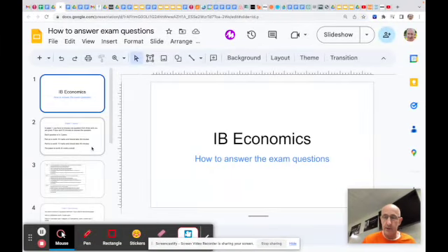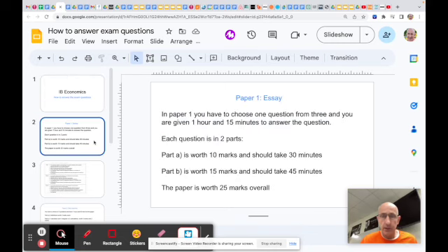Of the exam papers and how to answer the questions on paper 1, paper 2, and the higher level for paper 3. Just a quick summary, but let's take a look at paper 1, the essay paper. In paper 1, you have to choose one question from 3.